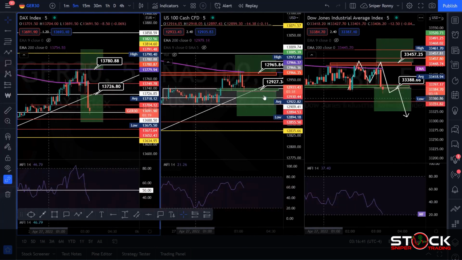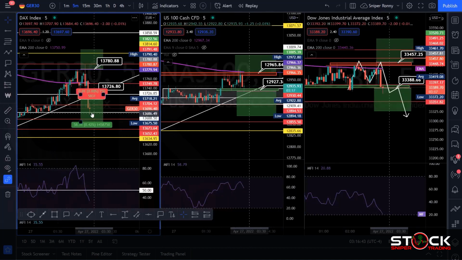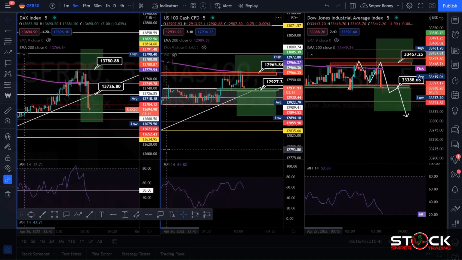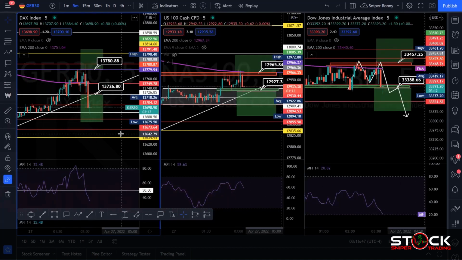Yeah, so US markets are holding a little stronger than the German exchange right now. Markets are moving fast, guys.